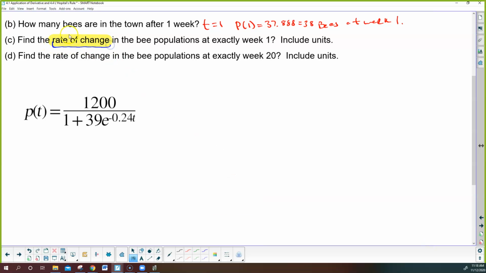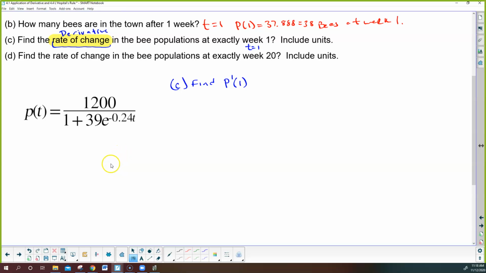Find the rate of change. Wait a minute. Rate of change. That means slope. Wait a minute. We want the slope exactly at week 1. I want the slope exactly at 1 point. That sounds more like a derivative. So what I need to figure out, so for part C, I have to find the derivative at time 1.